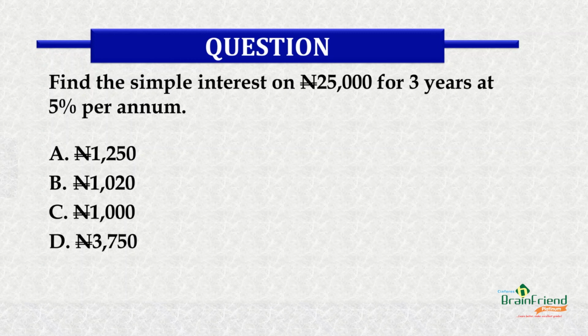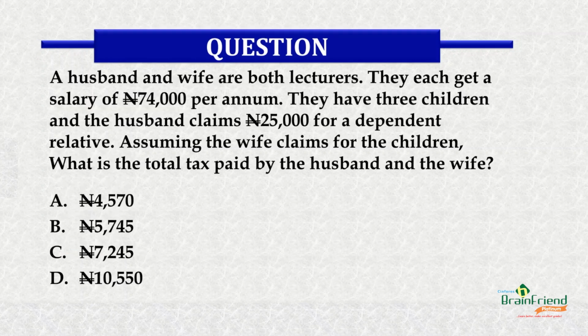The correct answer is option D, 3,750 naira. Question 2 says, a husband and wife are both lecturers. They each get a salary of 74,000 naira per annum. They have 3 children and the husband claims 25,000 naira for a dependent relative. Assuming the wife claims for the children, what is the total tax paid by the husband and the wife?